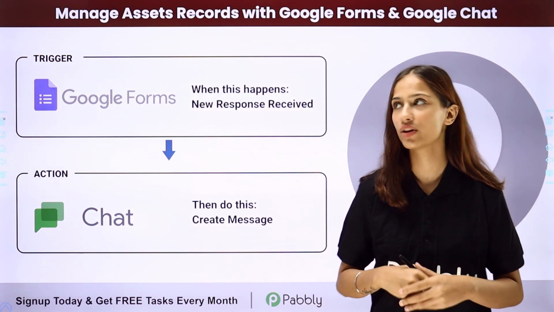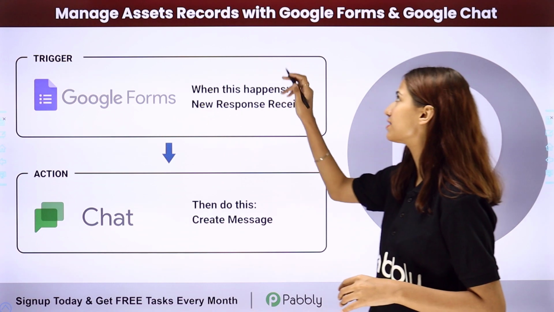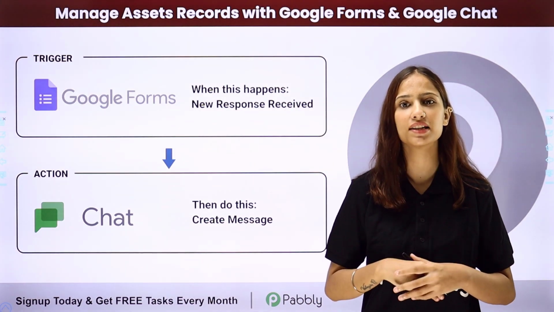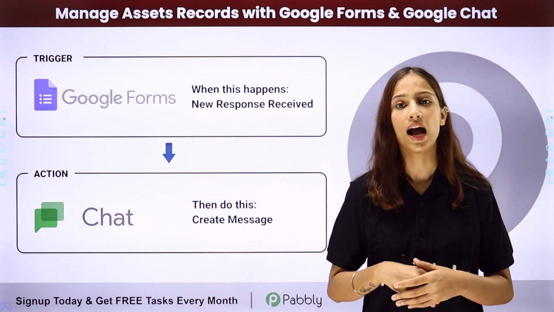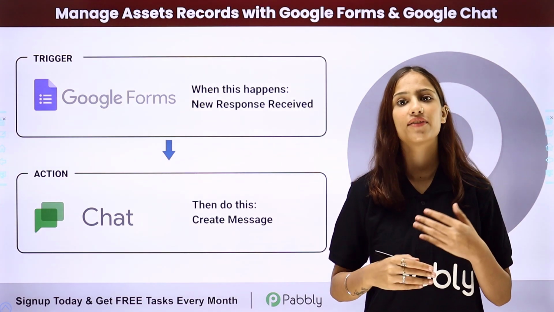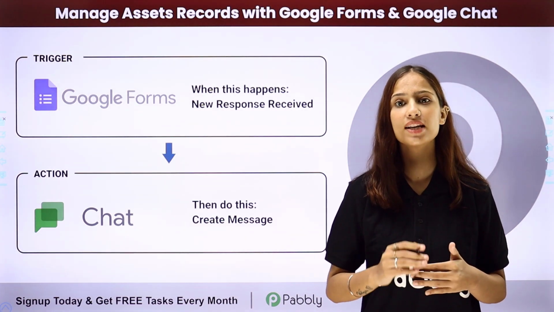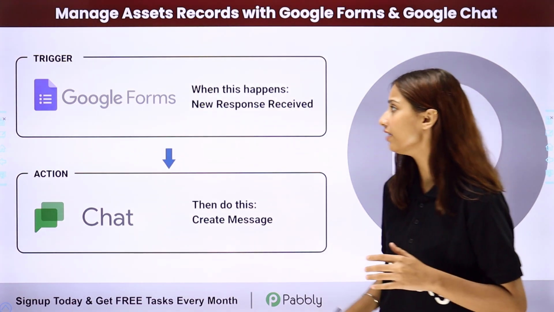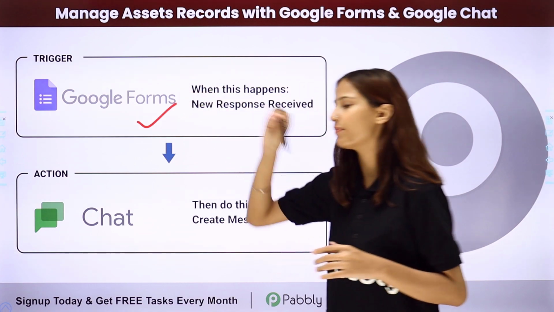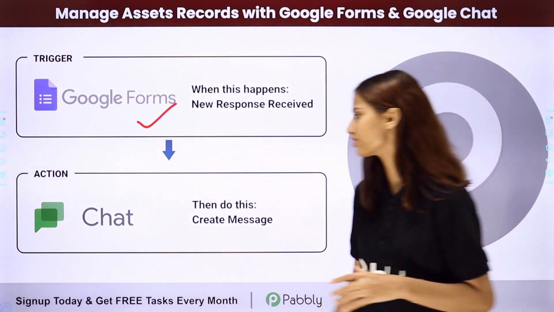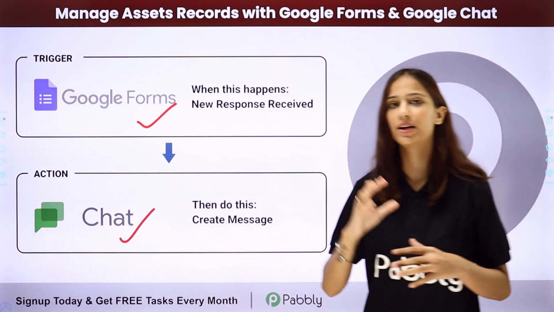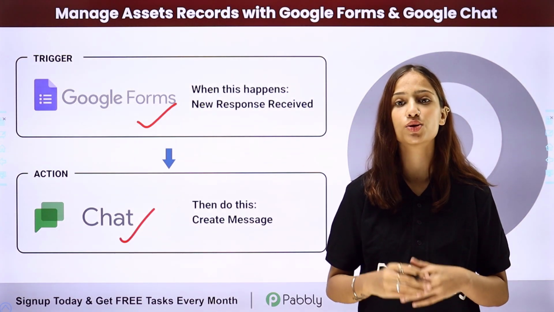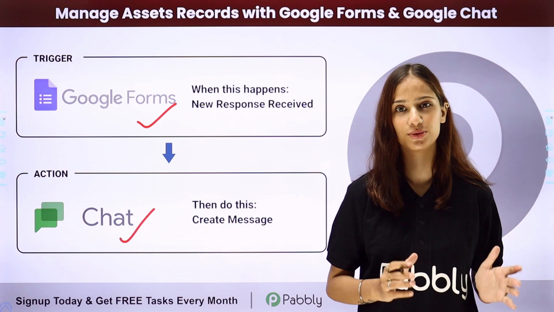So in this video we will learn how you can manage assets records with Google Forms and Google Chat. Let us suppose that you manage the stationery of your school and whenever an order request is created, you want to send a channel message on Slack to your inventory team. So over there, Google Forms will be the trigger application and the action application will be Google Chat. We will be integrating both of these applications with the help of Pabbly Connect. So to learn this integration, follow me through the screen.